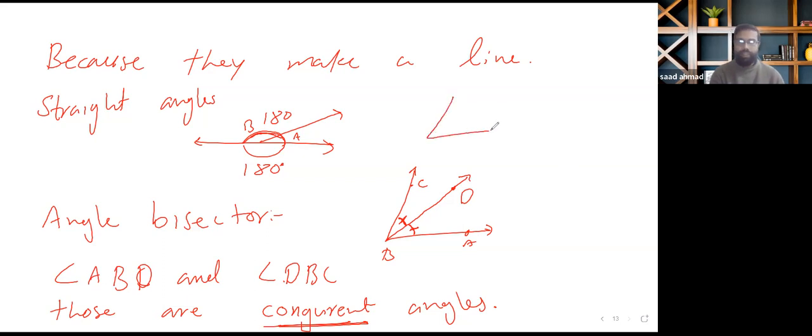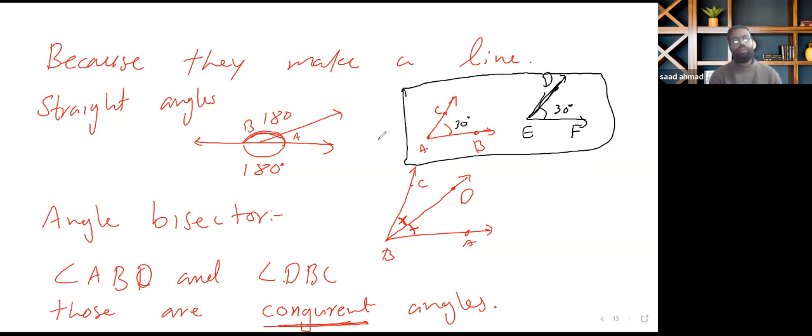Let's say one angle is here, angle ABC, and another angle is there, DEF. If this is 30 degrees and this one is also 30 degrees, we can say these two are congruent angles, but they are not equal, obviously, because they are not the same. They have different names and different places, so we don't use the word equal, but we use the word congruent.